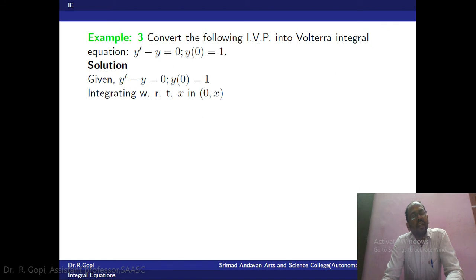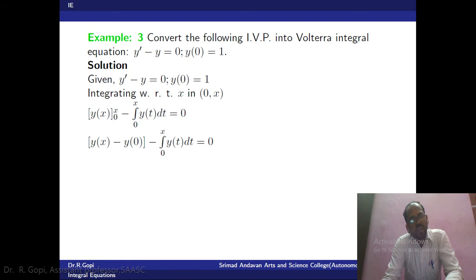Then integrating on both sides, dy by dx minus y equal to 0. Integrating with respect to x, limit from 0 to x, the integral 0 to x. Integrating dy by dx, the value is y of x, limit from 0 to x. Minus the integral 0 to x of y of t dt equals 0. Substituting the upper and lower limits, y of x minus y of 0 minus the integral 0 to x of y of t dt equals 0.